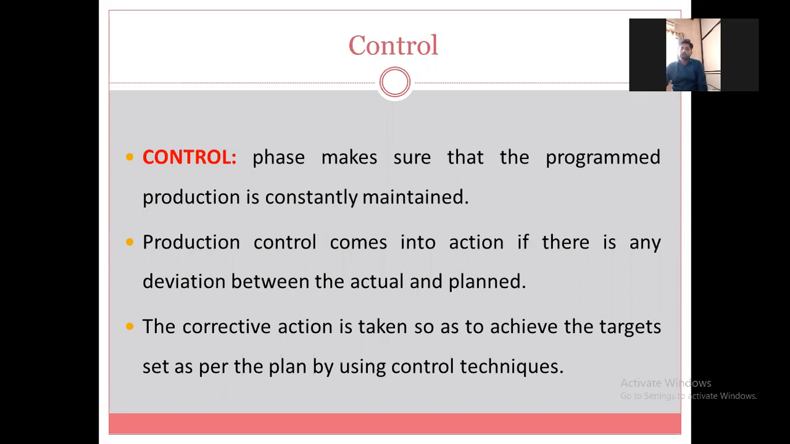Next point, production control comes into action if there is any deviation between actual and planned. And if there is any deviation, then the last point, the corrective action is taken.